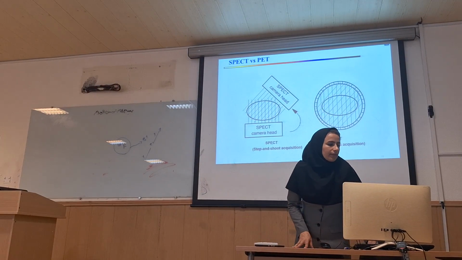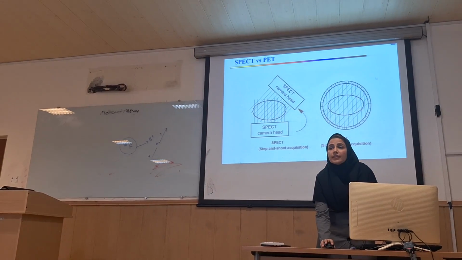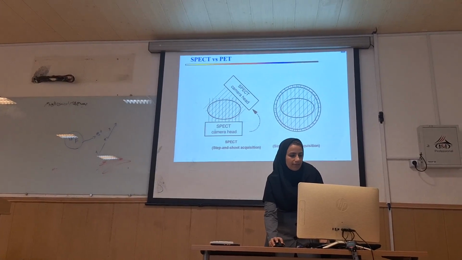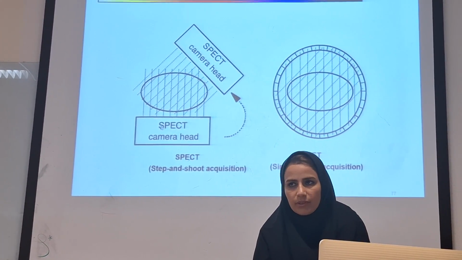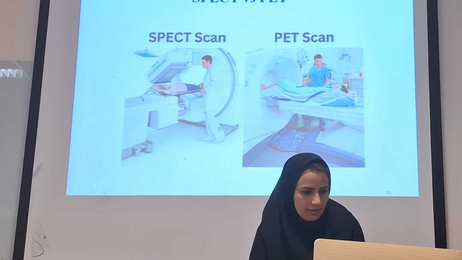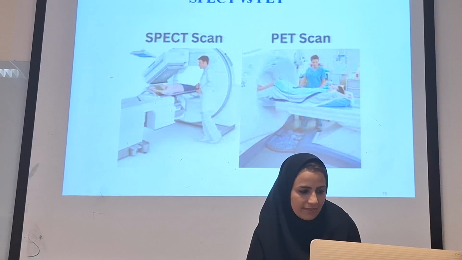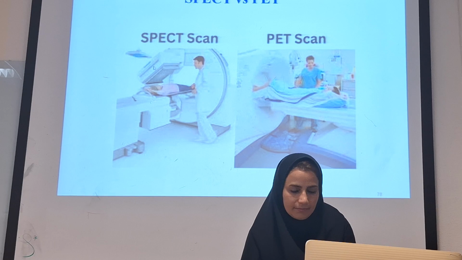This here is SPECT versus PET. In the PET we have a ring detector, with high sensitivity. In the SPECT we have dual heads, and the head is rotated around the patient. This is SPECT and PET imaging. We have a ring gantry in PET, but in SPECT we have two heads on the gantry.